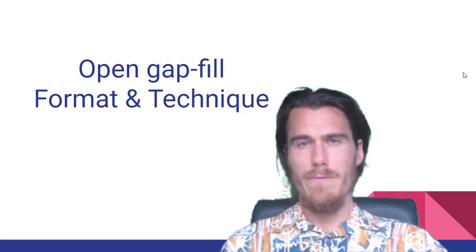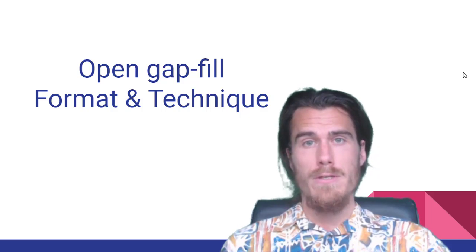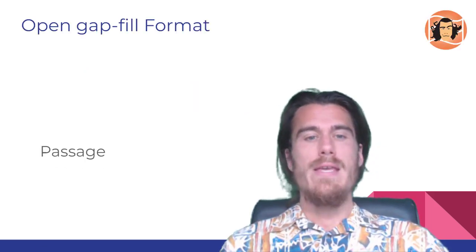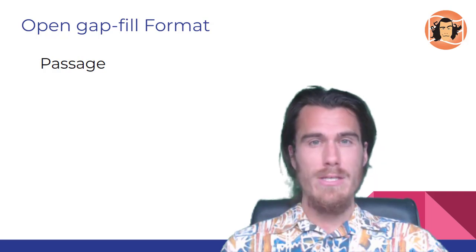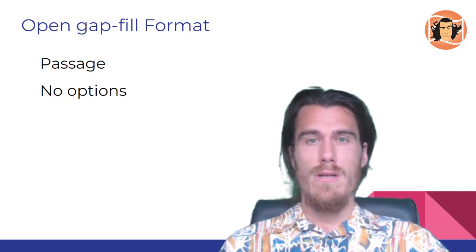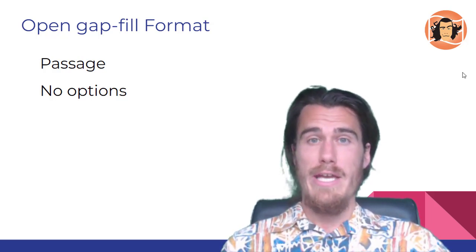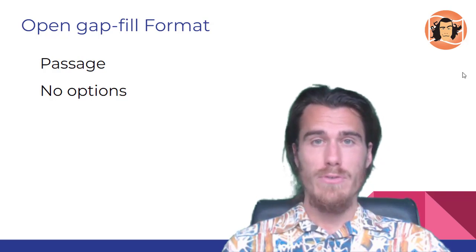So part 4 of the reading is open gap fill. The format for this part is that you will have one long passage and you will have some spaces or blanks in that passage which you need to fill in, and you don't have any options to help you to choose from to fill the gap.